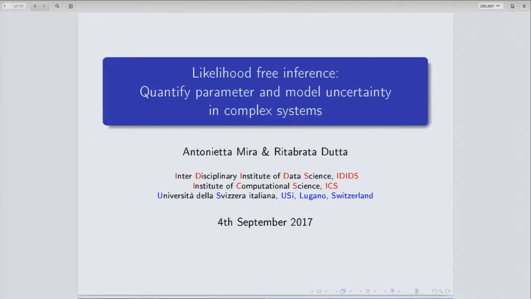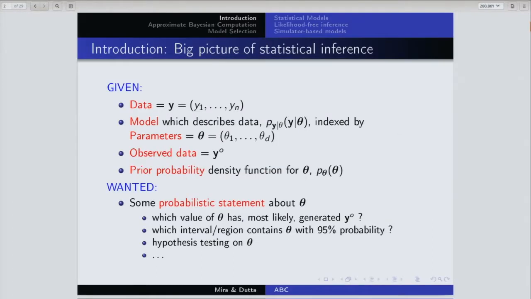What I will talk about today is likelihood-free inference, and in particular about approximate Bayesian computation, whose acronym is ABC. So let me start by telling you how statistical inference works.